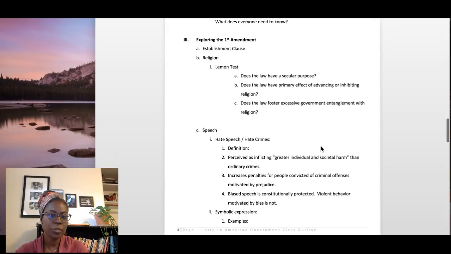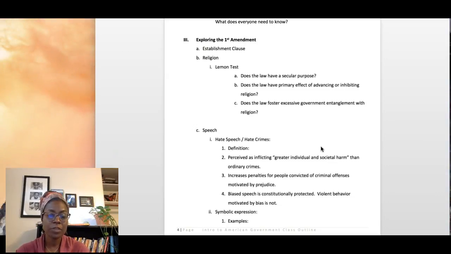So, moving into exploring the First Amendment. This amendment is one of the key amendments of the Constitution, not only of the Bill of Rights, but of the entire Constitution. And one reason that it's so important is because it covers several different areas.